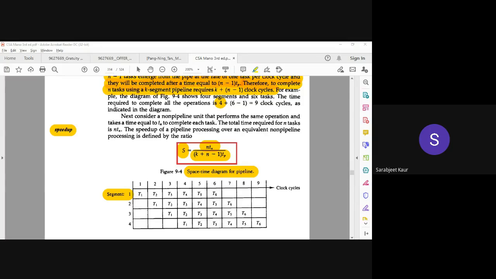TN is the normal time taken. That means if there is no pipeline, the time taken, for example, for a car to go through all those stages in a normal sense. So there is no pipelining, we are following the normal sequential approach. Then the total time which is taken.